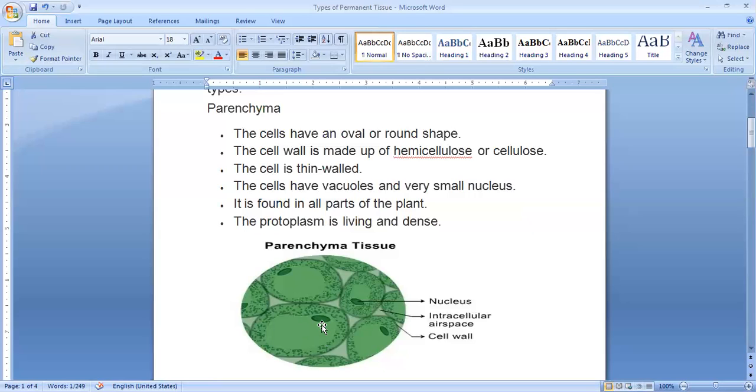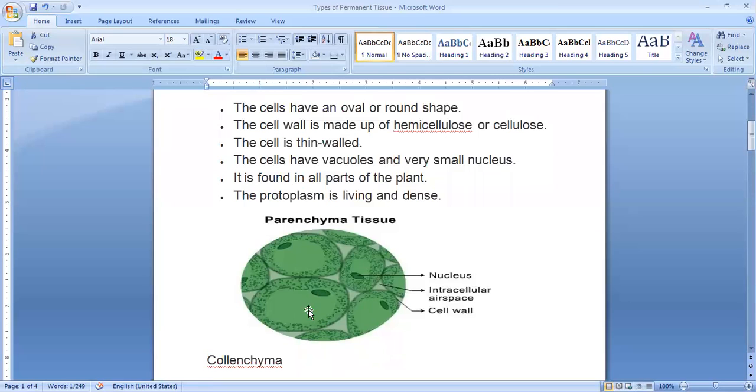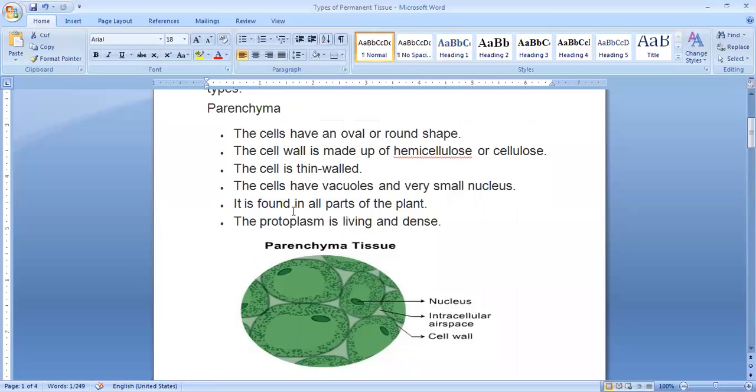It is found in all the parts of the plant, and the protoplasm is living and dense. Protoplasm means cytoplasm plus nucleus together is called protoplasm. So it is living and it is dense. And these cells are loosely packed. There is an intercellular space. Intercellular space means gap between the two cells. So these are the characteristics of parenchyma.